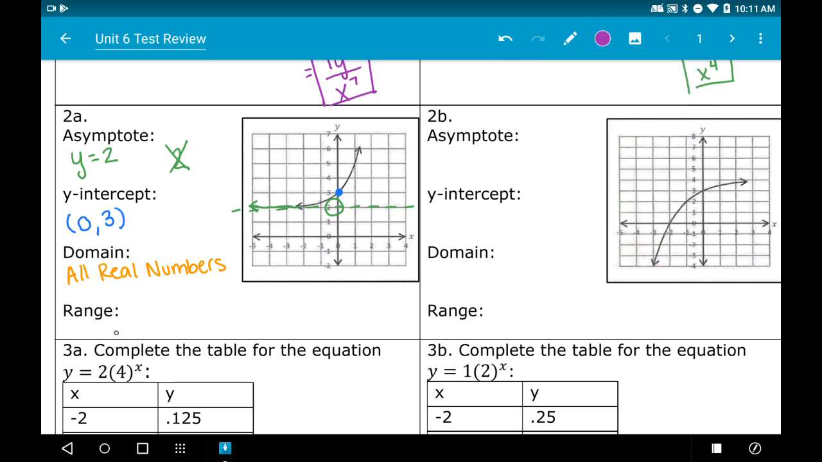And lastly, our range, we have to decide. So we have this asymptote right here. And notice how this graph is completely above that line. So if this graph is above the line, it's going to be y is greater than. So above the line is greater than. And then we just look at what point our asymptote was at, which is 2. So y is greater than 2.